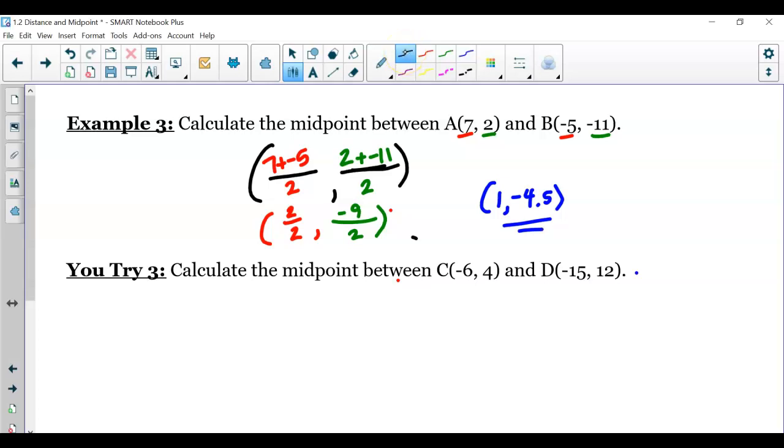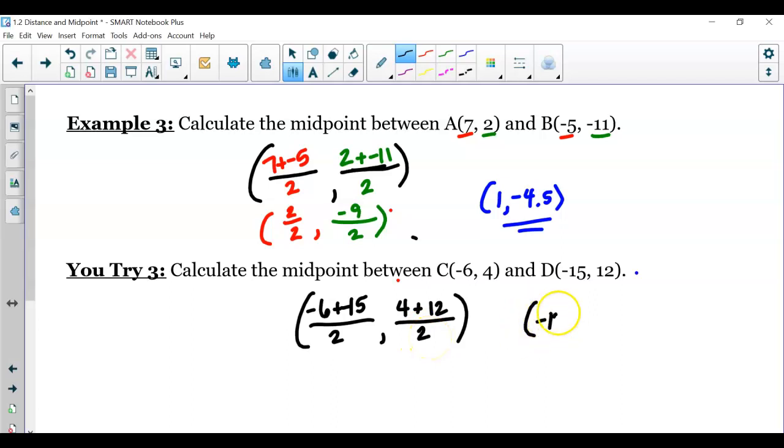And here we go. You should have set it up as getting the x coordinate. You have the x coordinates of negative 6 plus negative 15, then divide by 2. And here you have the y coordinates of 4 and 12, then divide by 2. You should have gotten negative 21 over 2, or negative 10.5, and 8 is your midpoint.